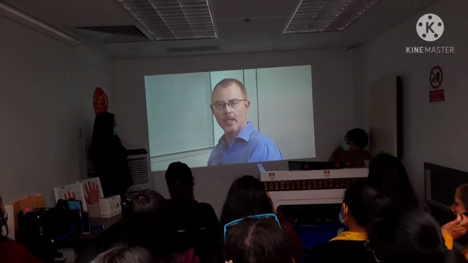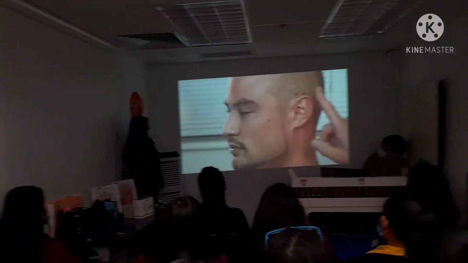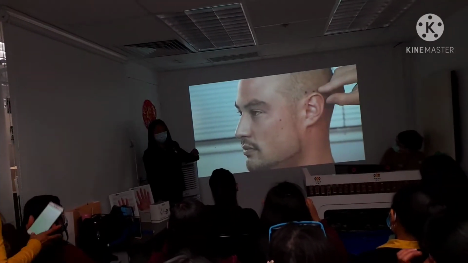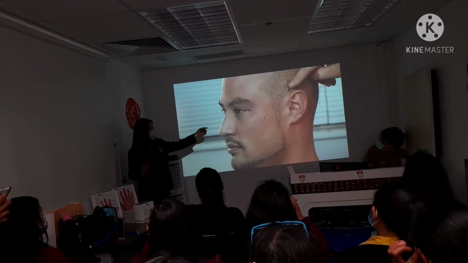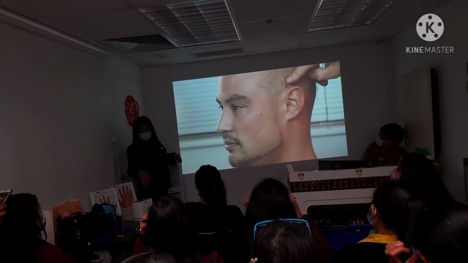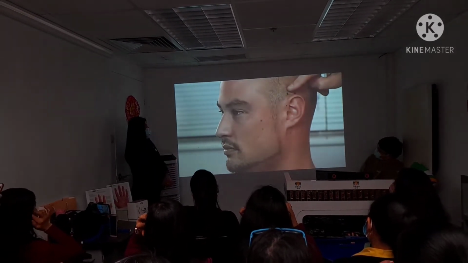Gallbladder 7 is located 1 finger breadth directly anterior. Good for headache or migraine. Sanjiao 20 as well.